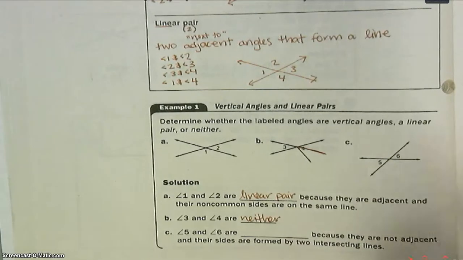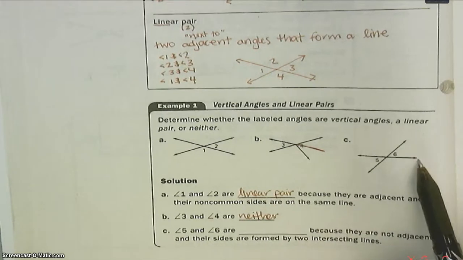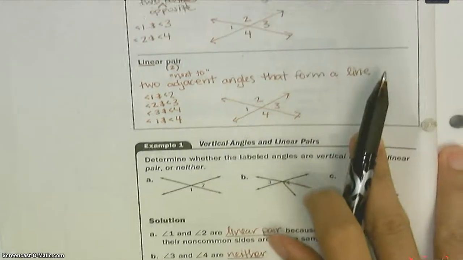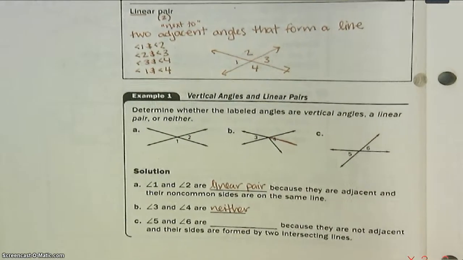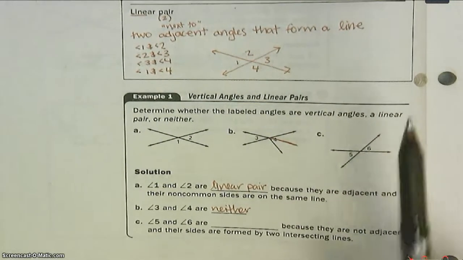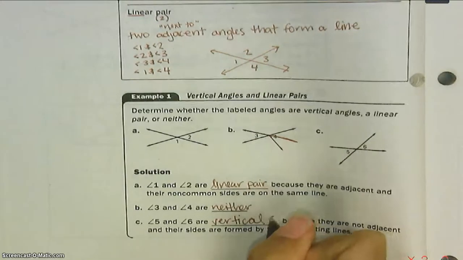So here's a good example, 5 and 6. Notice the lines are intersecting, they're forming an X. That's kind of what you're looking for, an X-like shape. And they are opposite each other. So they are vertical angles.